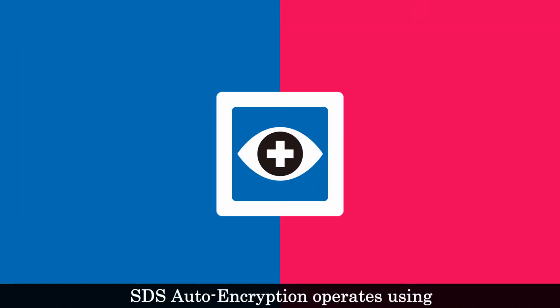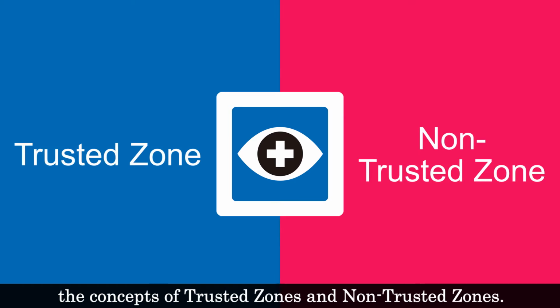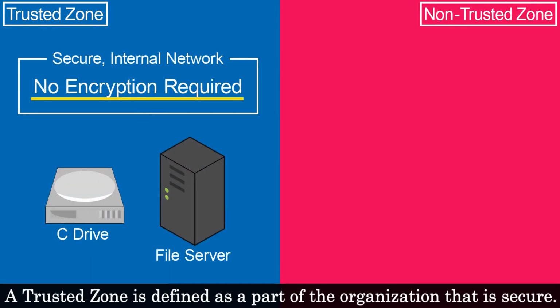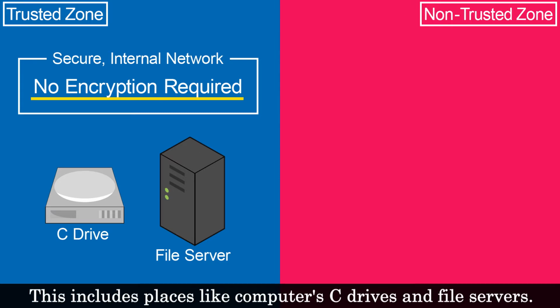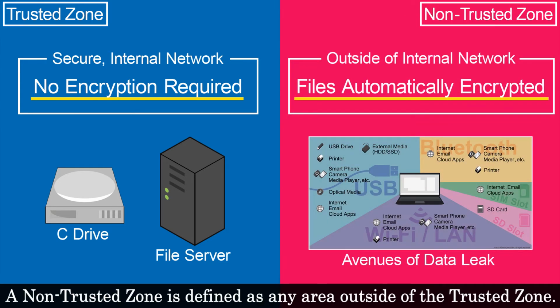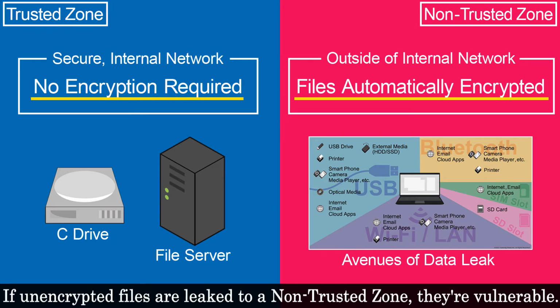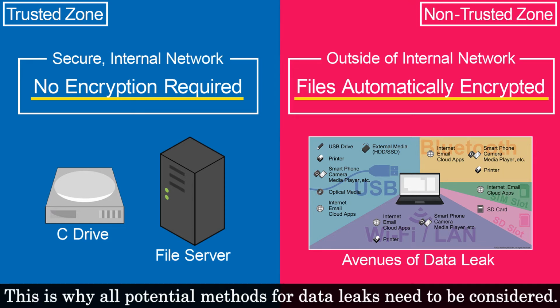SDS auto-encryption operates using the concepts of trusted zones and non-trusted zones. A trusted zone is defined as a part of the organization that is secure. No encryption is required here. This includes places like computer C drives and file servers. A non-trusted zone is defined as any area outside of the trusted zone. If unencrypted files are leaked to a non-trusted zone, they're vulnerable. This is why all potential methods for data leaks need to be considered.